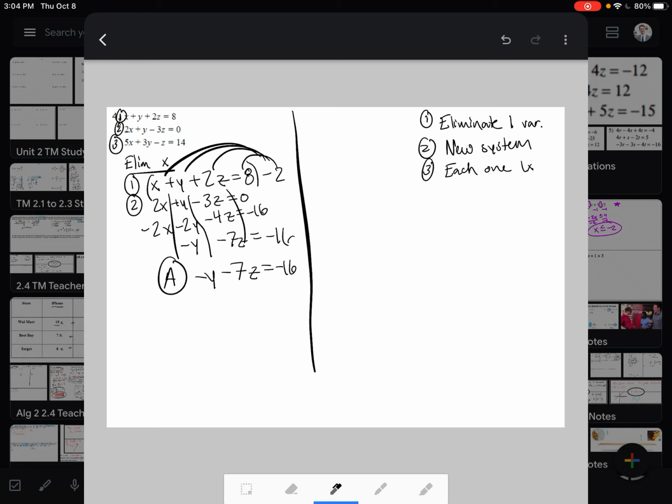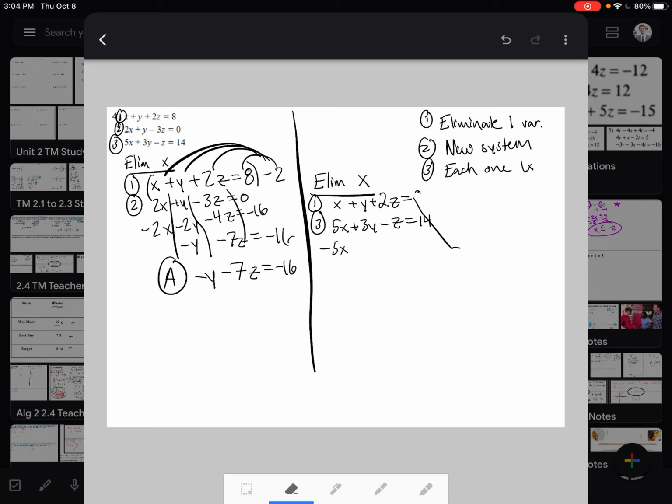Okay? And now we need to eliminate x again. And we need to make sure that we use equation number 3. So we'll use equation number 3, 5x plus 3y minus z equals 14. In order to eliminate, we do need a negative 5x term. I think the easiest way to multiply would be to multiply equation number 1. So again, we're allowed to repeat one equation. I think the best strategic move for us would be to repeat equation number 1.